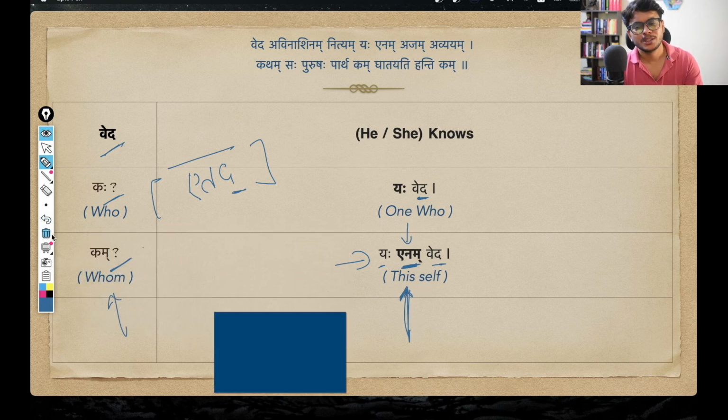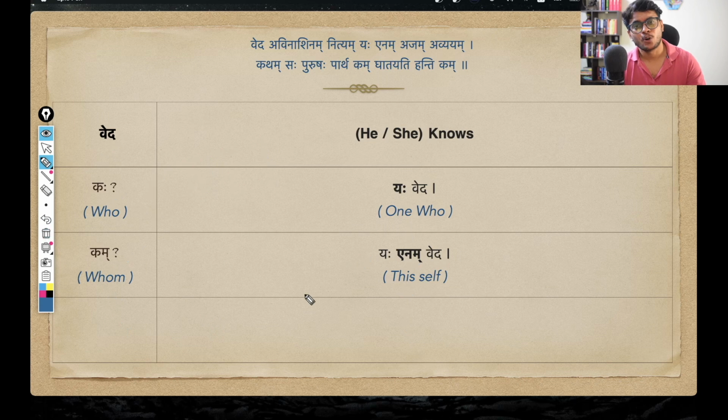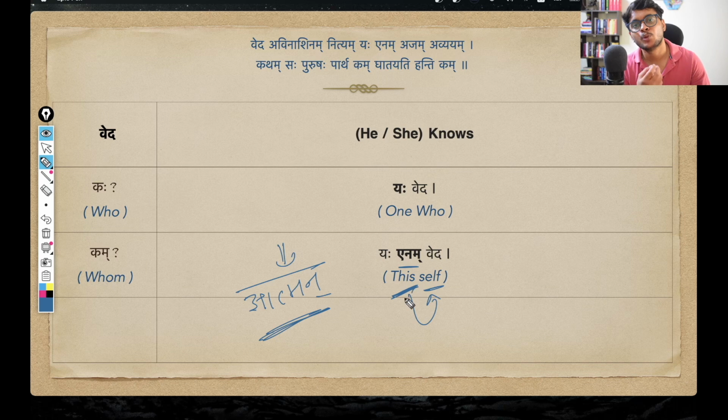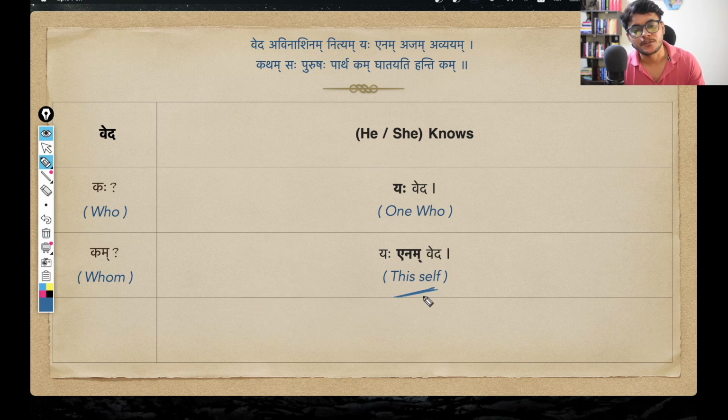Okay, and now see, within the context of the shloka and all the previous shlokas, we know that this is pointing to this self. Through all the previous shlokas, the main theme here is the self, the Atma, the Atman. And this Atman is a Pullinga Pratipadika, right? Since this is pointing towards this Atman, of course this is also in the Pullinga, the masculine gender form. Okay, so Yah Enam Veda, one who knows this self. This is what Krishna is saying.